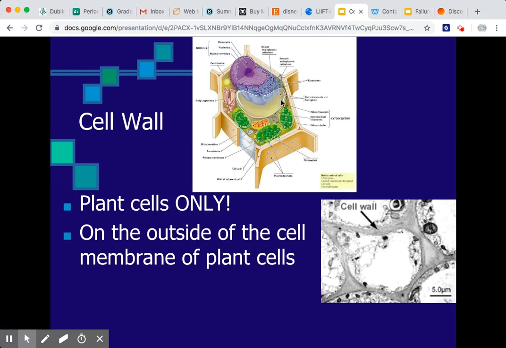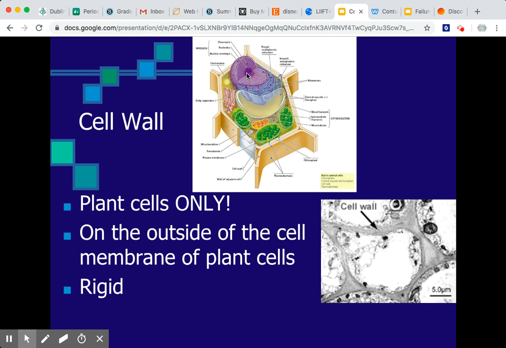You can see, I just want to point out, again, here's a huge vacuole. Here's your chloroplasts. Notice that plant cells also have mitochondria. And then here's a Golgi apparatus and some rough endoplasmic reticulum in this cell, your nucleus, your nucleolus as well.